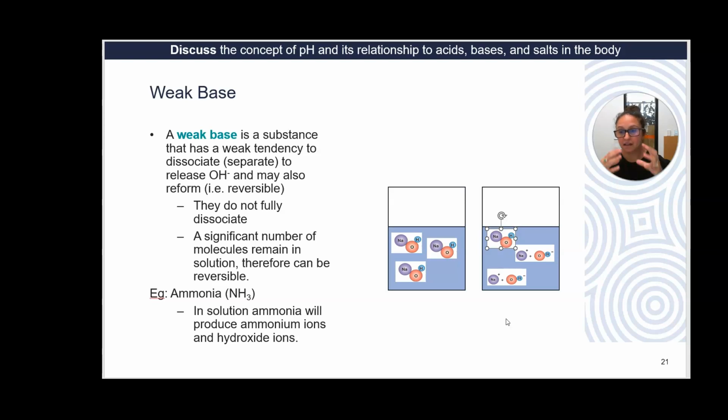Okay? If the molecule, if all of them break apart and release hydroxides, it's called a strong base. If only some of them come apart, then it's called a weak base. Again, this is reversible. So the hydroxide can rejoin with sodium, or it can pop off again. Rejoin or pop off.